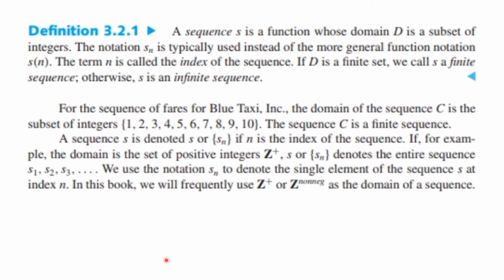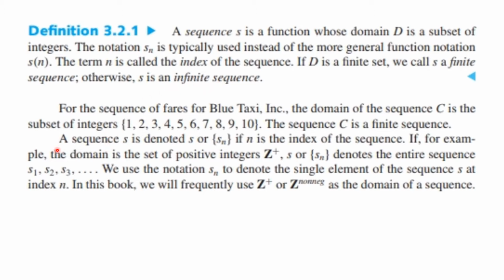A sequence S is a function whose domain D is a subset of integers. The notation S sub n is typically used instead of the more general function notation S of n. The term n is called the index of the sequence. If D is a finite set, we call S a finite sequence, otherwise it is an infinite sequence.